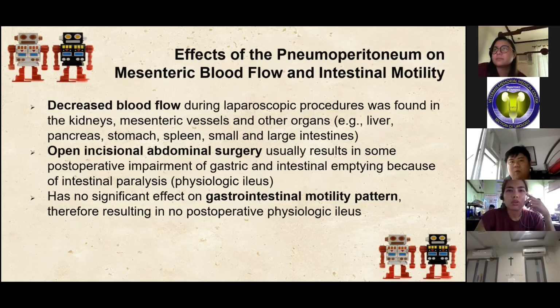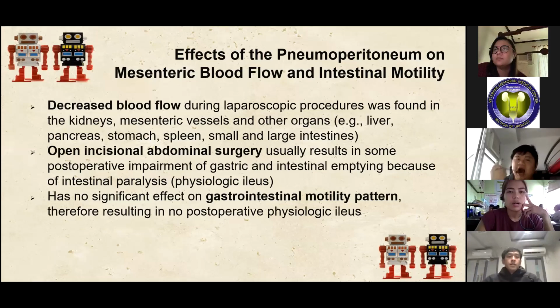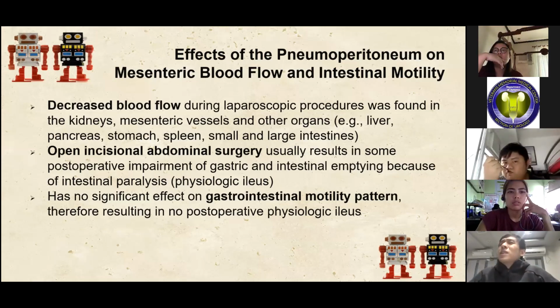Next, the effect of pneumoperitoneum on mesenteric blood flow and intestinal motility. First, there is decreased blood flow during laparoscopic procedures, and it was found in mesenteric vessels and other organs like the liver, pancreas, stomach, spleen, and small and large intestines. And open incisional abdominal surgery usually results in some post-operative impairment of gastric and intestinal emptying because of intestinal paralysis. Laparoscopy has no significant effect on gastrointestinal motility pattern, thus resulting in no post-operative physiologic ileus.